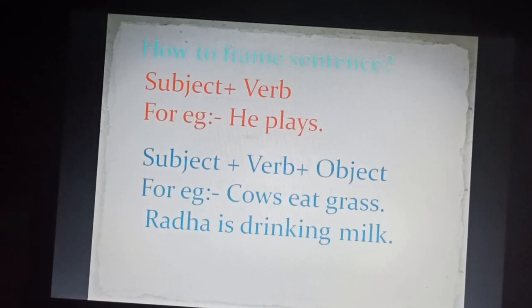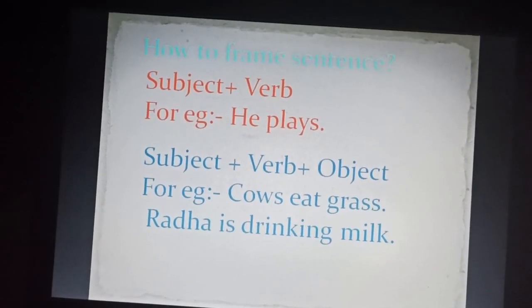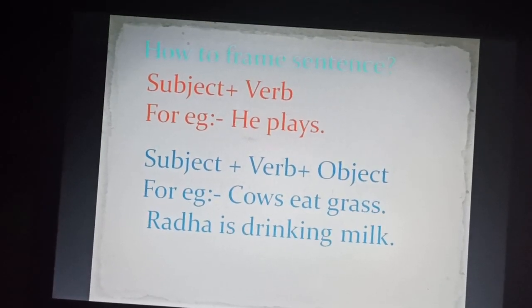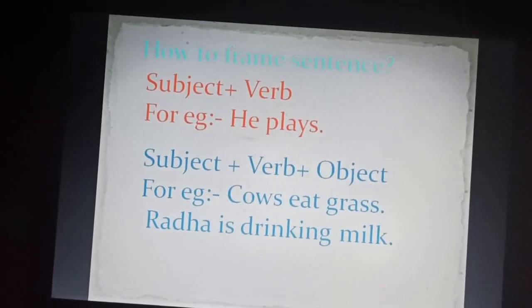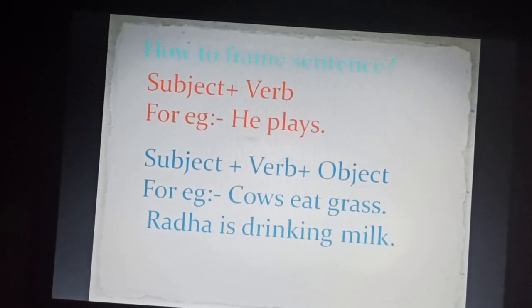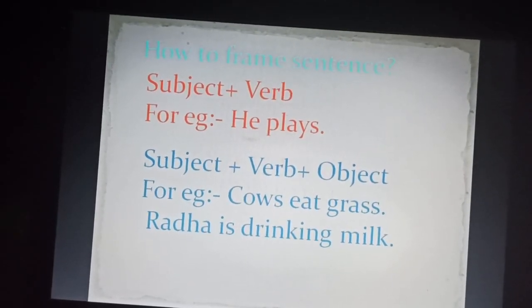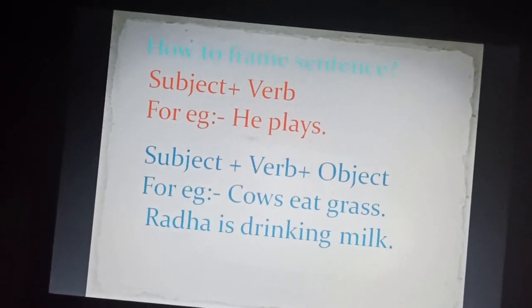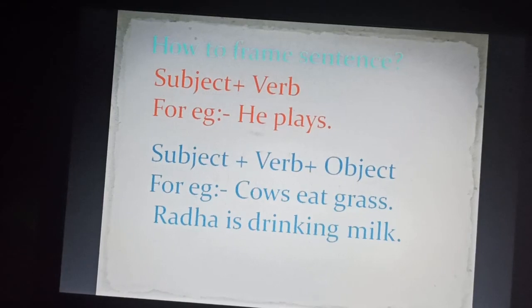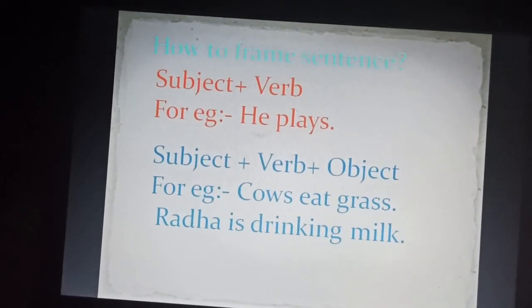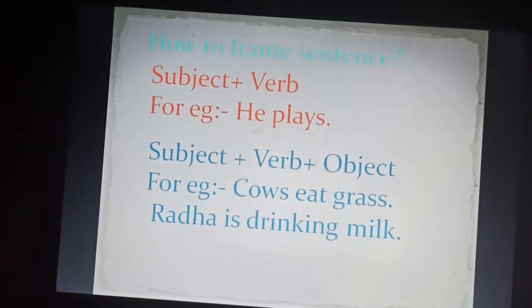Now the second formation: subject plus verb plus object. For example, cows eat grass. Cows is the subject, eat is the verb, and grass is the object. So again it is a sentence, and the first alphabet is capital, and in the last the punctuation mark is a full stop.